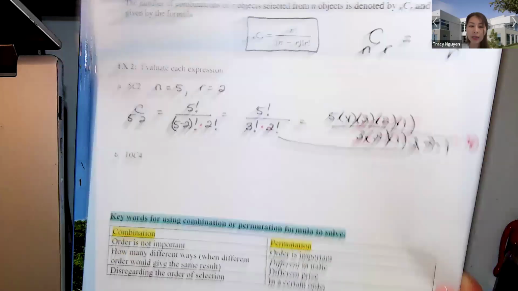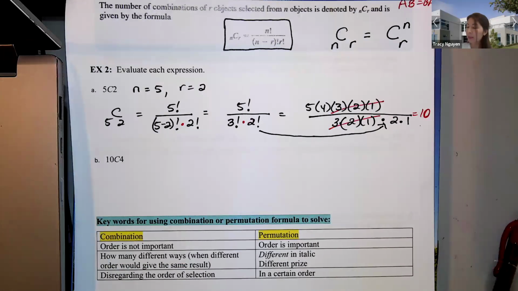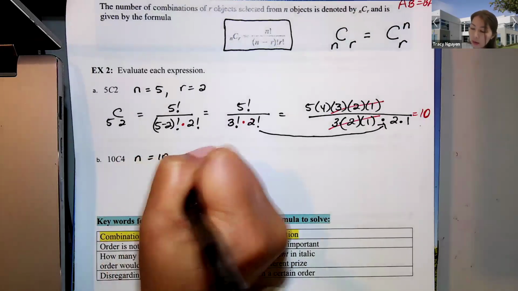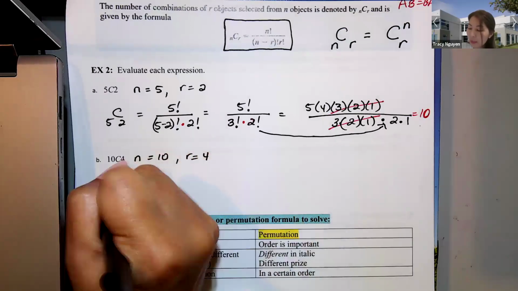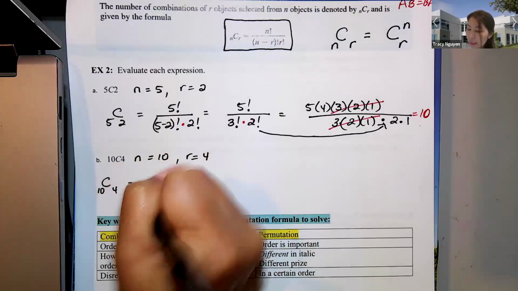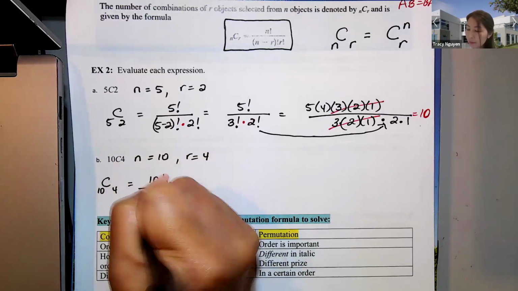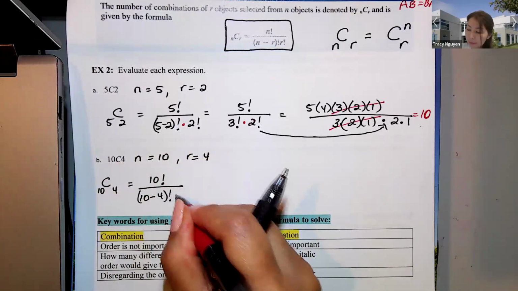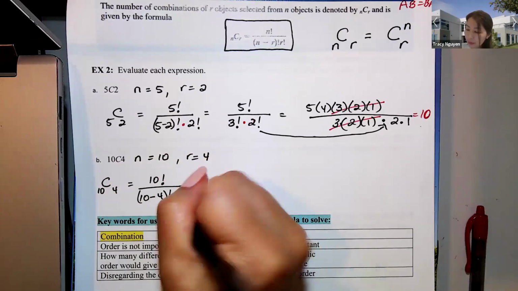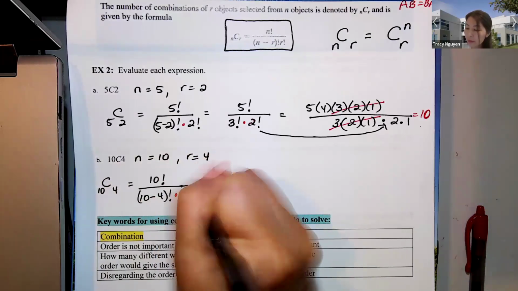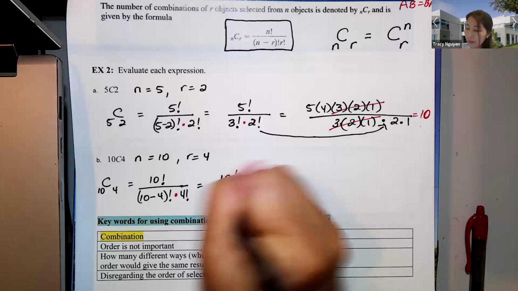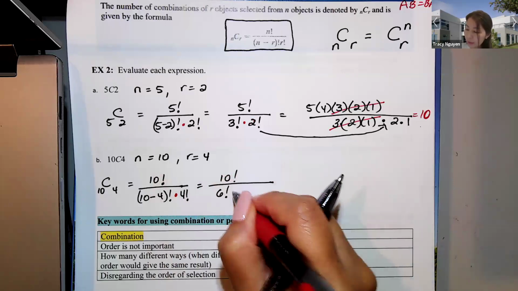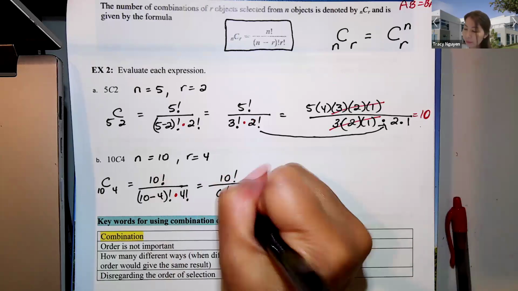For part B, I have combination of 10 choose 4. What is this telling us? N equals 10, R equals 4. Combination of 10 choose 4 is 10 factorial over 10 minus 4 factorial, and we're going to times it with 4 factorial. So 10 factorial, I'll just write it here. 10 minus 4, which is 6 factorial. Then we're timesing it with 4 factorial.